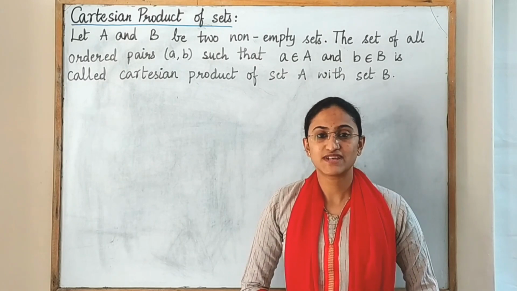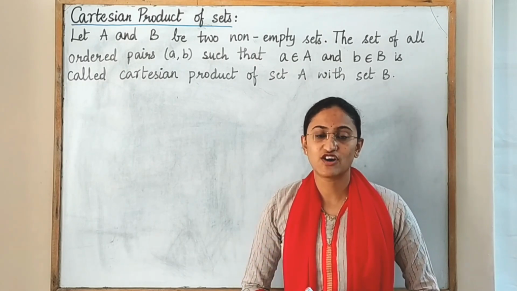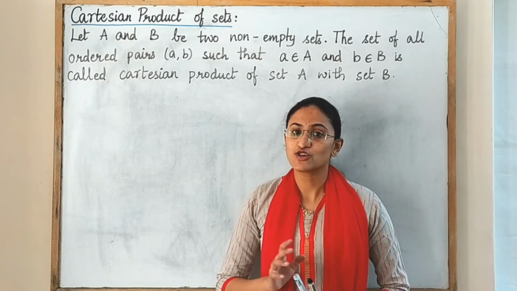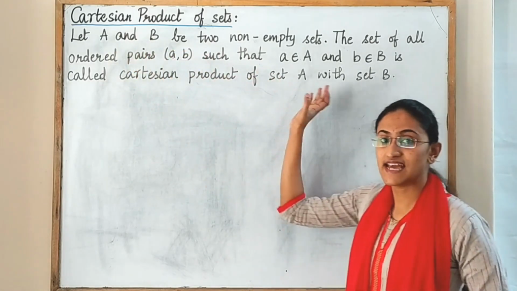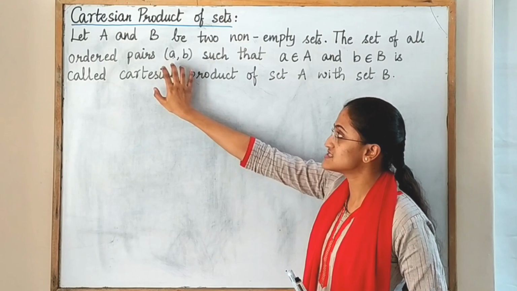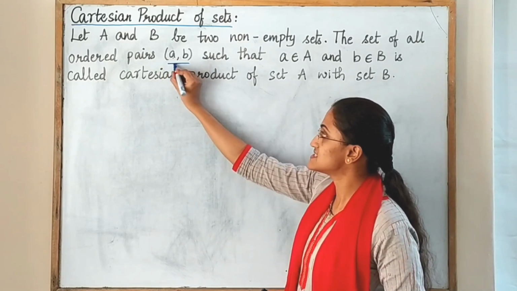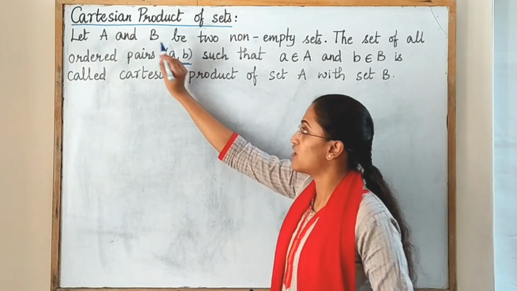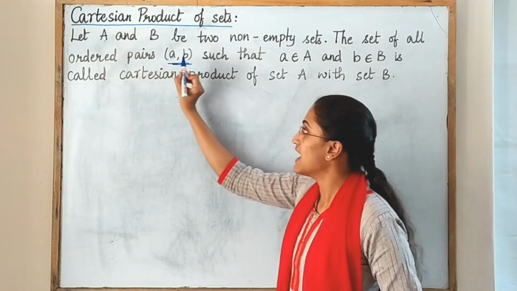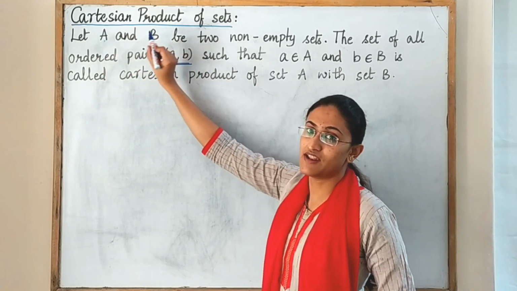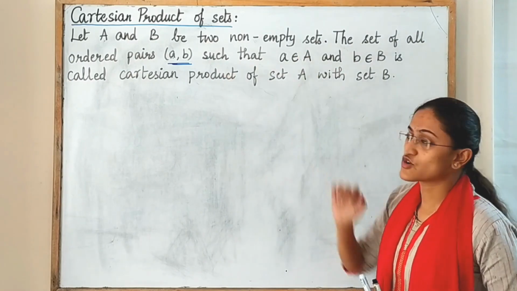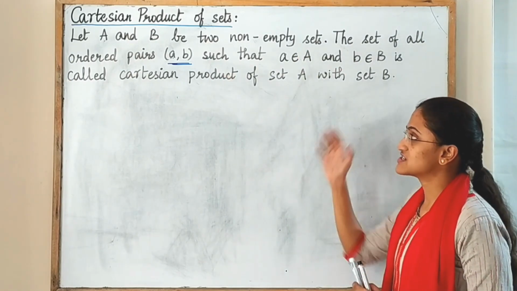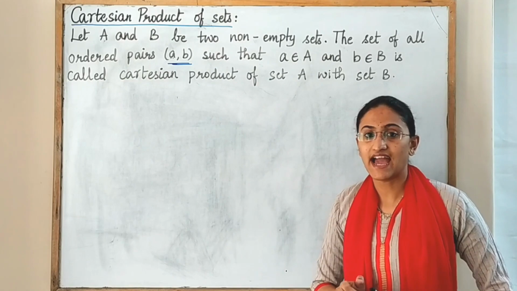The next concept is about the Cartesian product of any two sets. Consider two non-empty sets A and B. Then the set of all ordered pairs (a, b) such that the first element a belongs to the first set A and the second element b belongs to the second set B, this is called the Cartesian product of these two sets A and B.